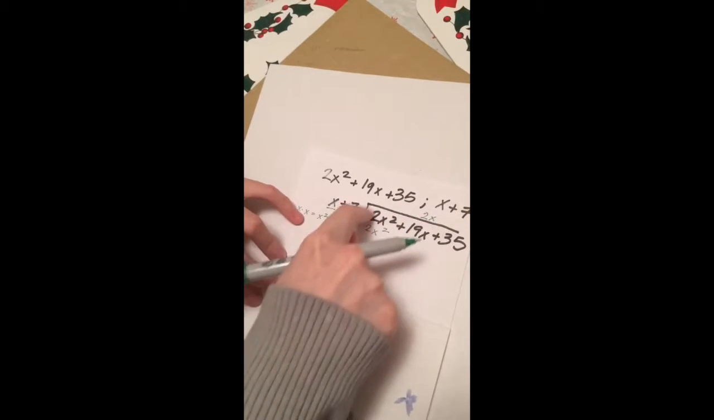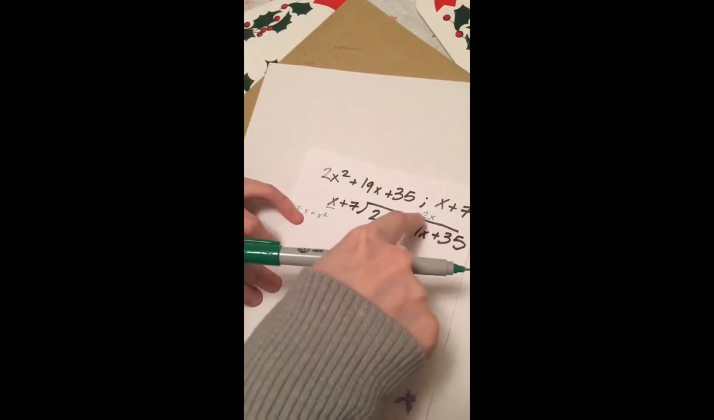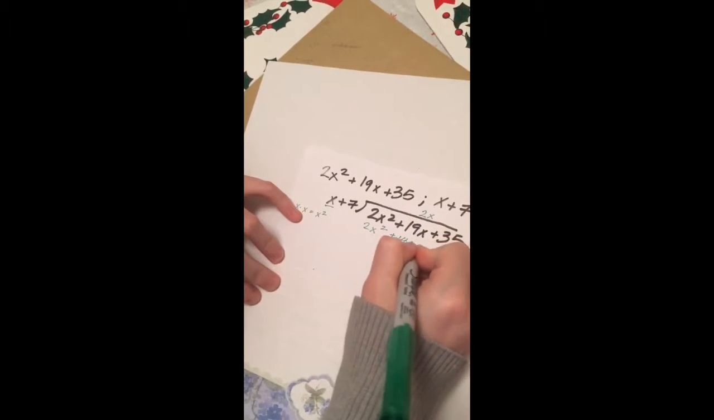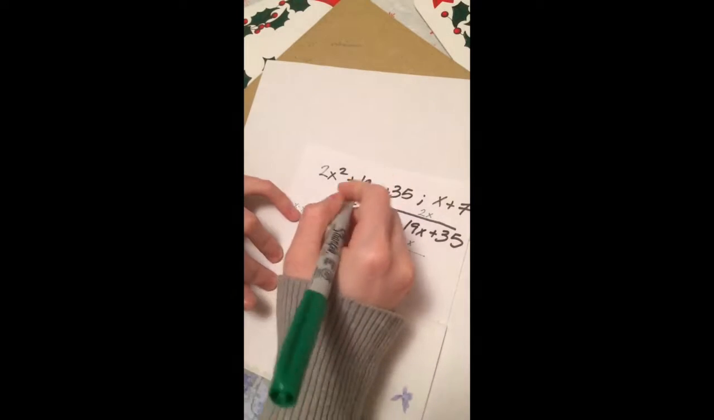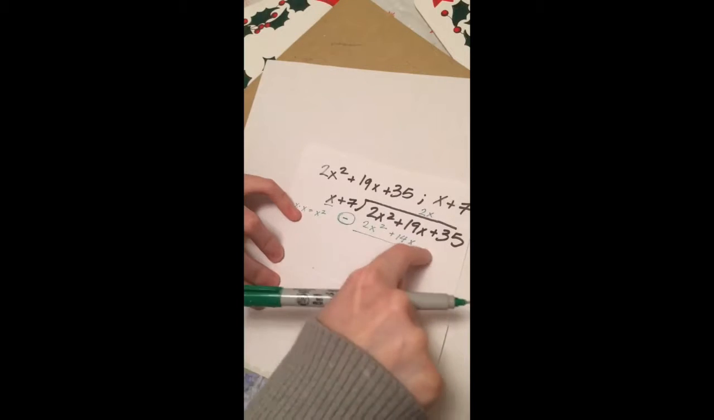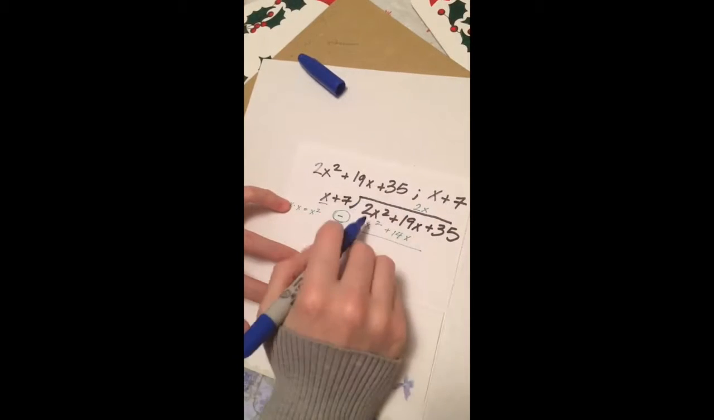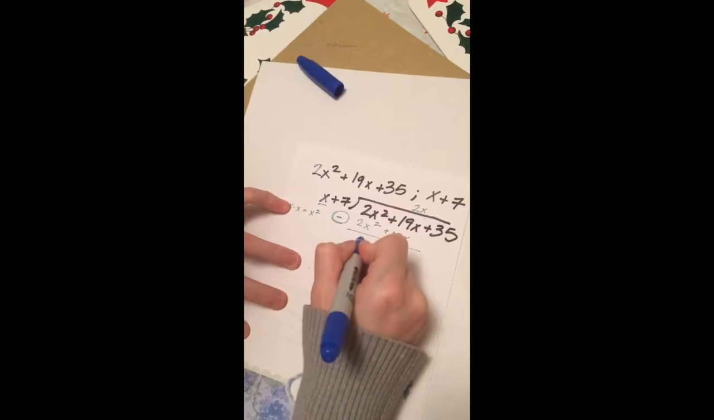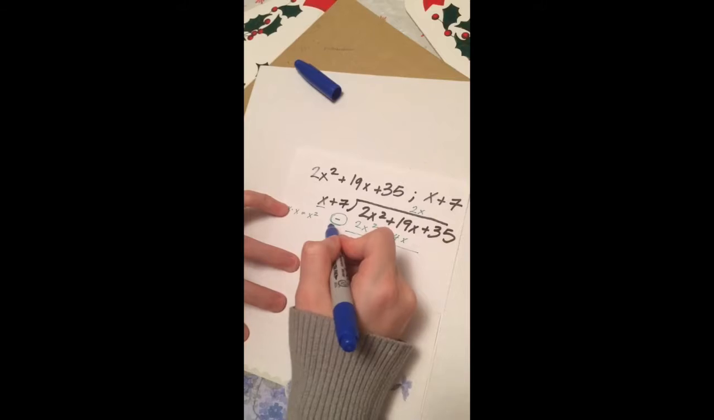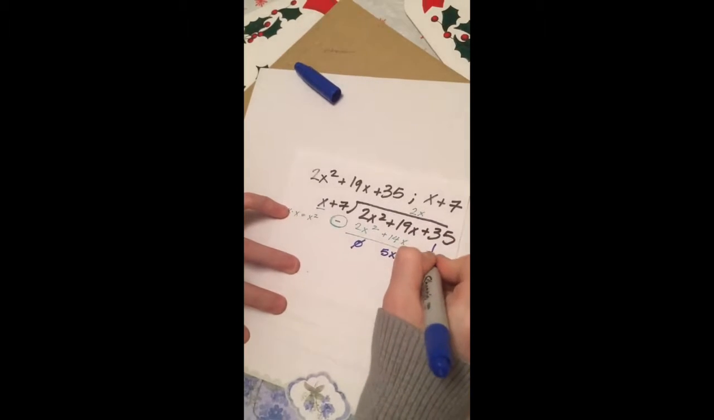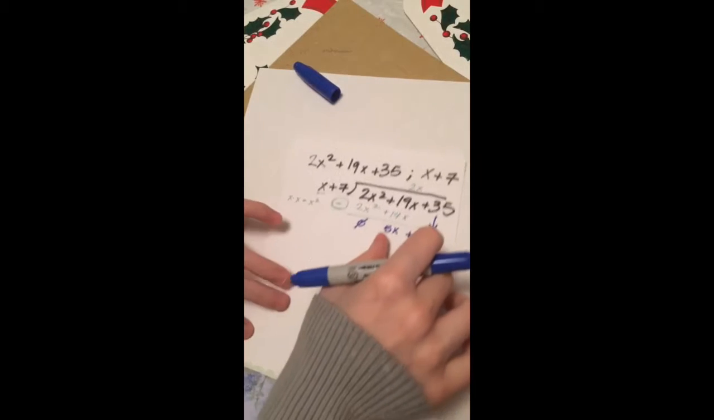And then, to figure out what we're going to do with this, we actually times 7 by this answer, which will give us 14x. And so, what you really need to pay attention to is that we're minusing what we just found from the original equation. And so, 2x squared minus 2x squared will be 0. And then 19x minus 14x is 5x. And then we drop 35. And so we'll solve again.